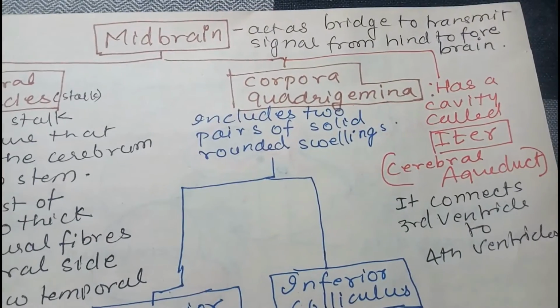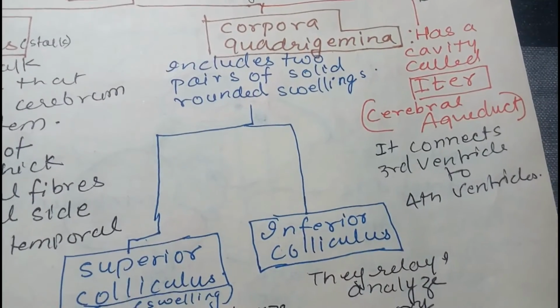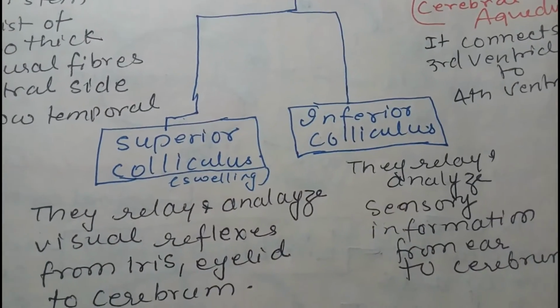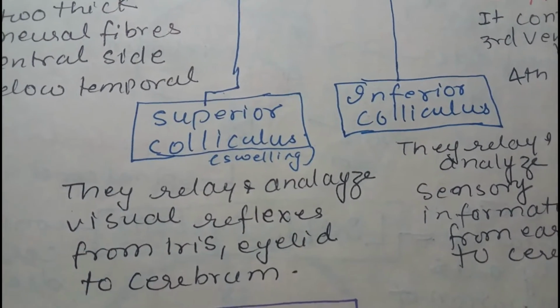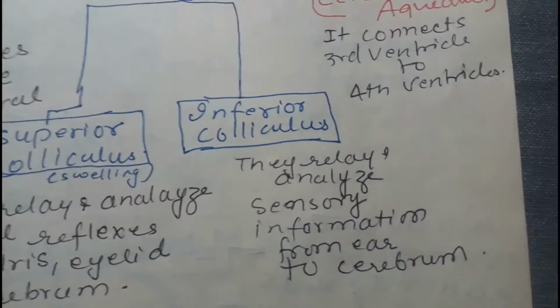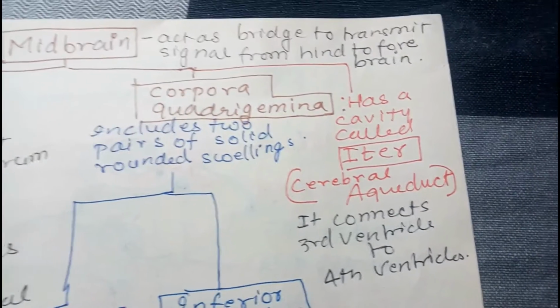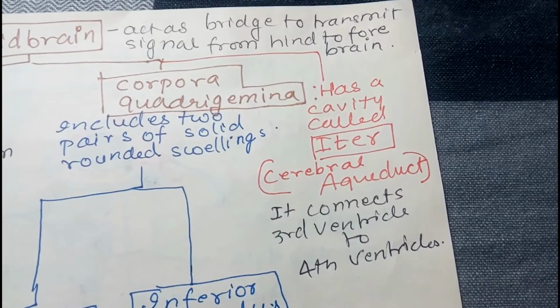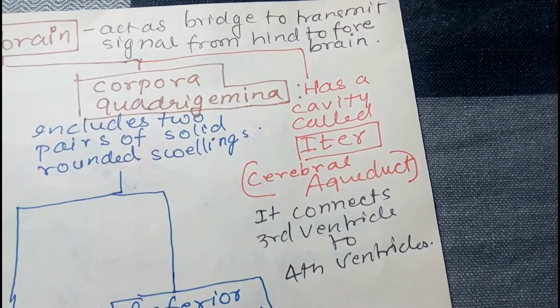Then the midbrain consists of corpora quadrigemina, which include a pair of solid rounded swellings called colliculi. So there are the superior colliculus and the inferior colliculus. The superior colliculus relays visual reflexes from the iris and eyelid to the cerebrum, and the inferior colliculus relays sensory information from the ear to the cerebrum. The midbrain also comprises a cavity called the cerebral aqueduct or iter, which connects the third ventricle to the fourth ventricle.